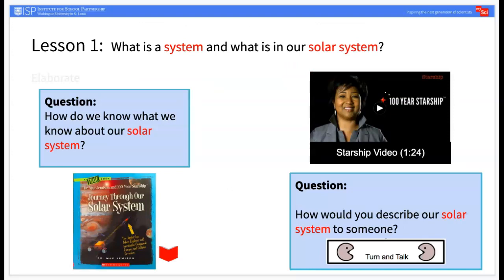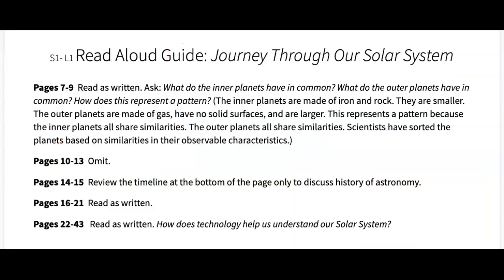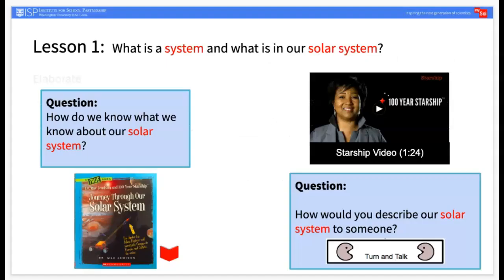In the Elaborate portion of this lesson, students will read Journey Through Our Solar System. This is a read-aloud book, and the read-aloud guide is found in the teacher pages. The read-aloud guide can be used to understand patterns within our solar system, including common characteristics among inner planets and common characteristics among outer planets, the history of astronomy, and how technology has been used to understand our solar system. Next, students will participate in a class discussion about how you would describe our solar system to someone.